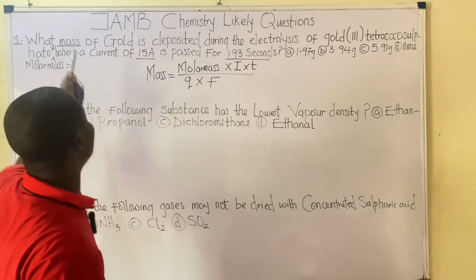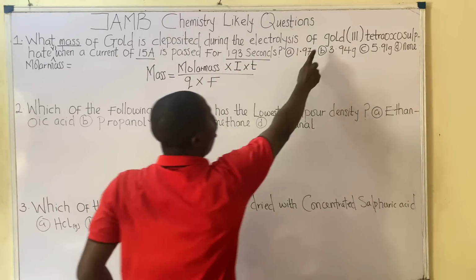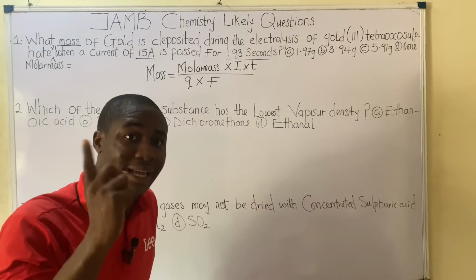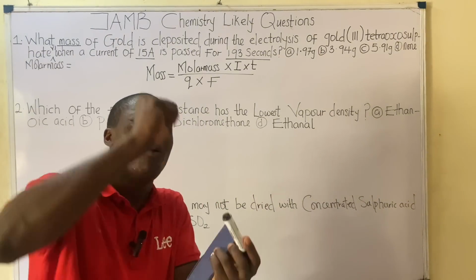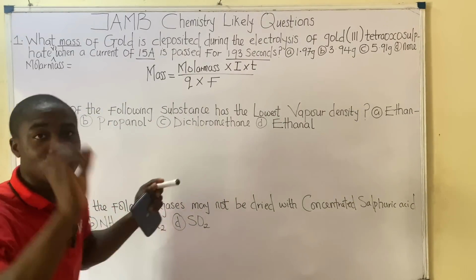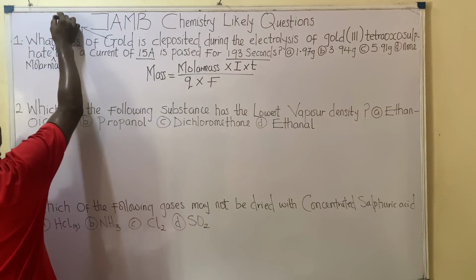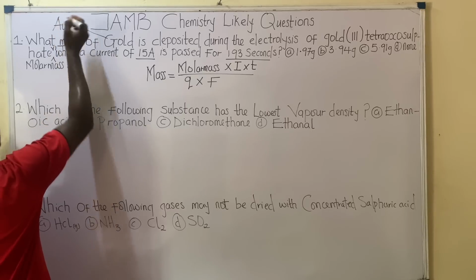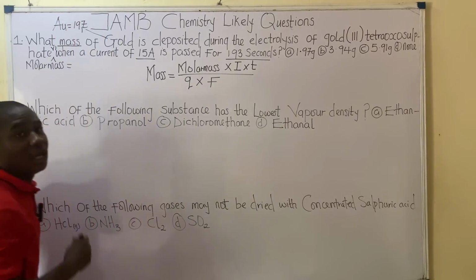Please note this. They said what mass of gold. They did not say what mass of the full compound mentioned in this question. Don't get confused. Whenever you're solving any question in electrolysis, you have to pay attention to that element mentioned, and it was just gold. What mass of gold? So gold, first of all, is symbolized as what? Au. And what is the atomic mass of gold? You'll be given in the question. It is 197. Take note.